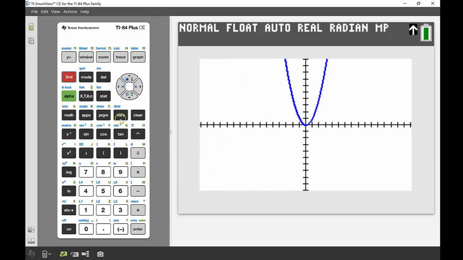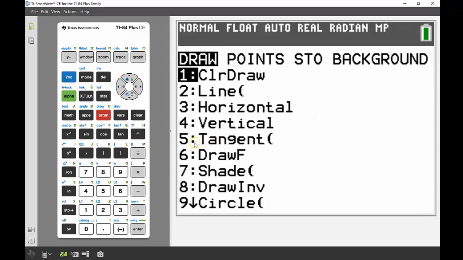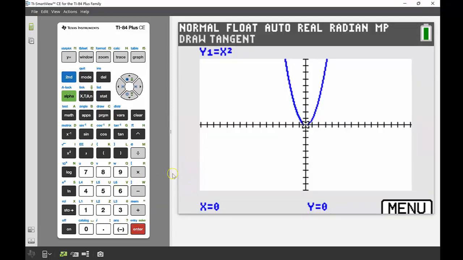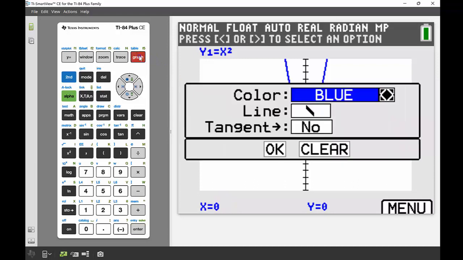From here, we're going to be using a different draw function this time, and that is number 5, which is our tangent. So in here, we're going to draw the tangent at x equals 1, but first I want to set it up. So I'm going to use that graph button that you can see corresponds to the menu there. And I'm just going to change the color. I don't want my line to be blue because that's the same as my quadratic. I'm going to change it to red.